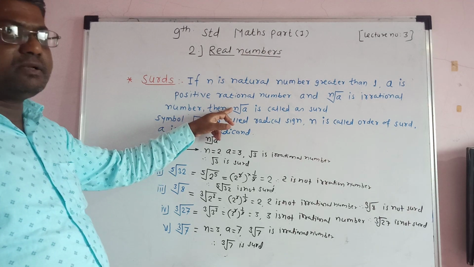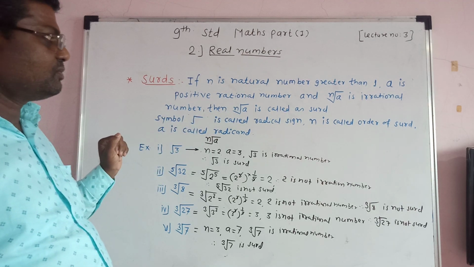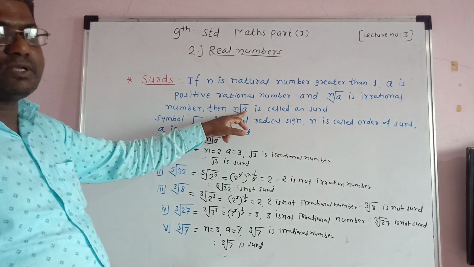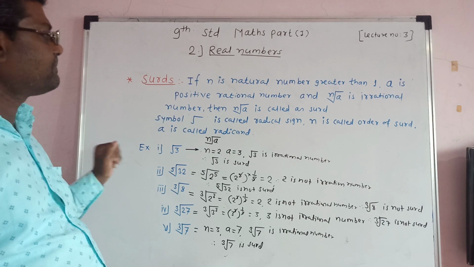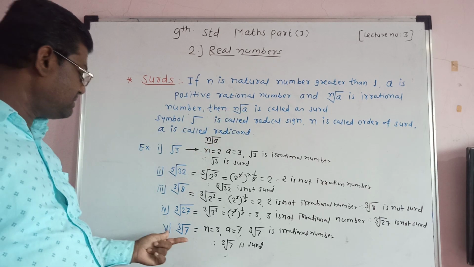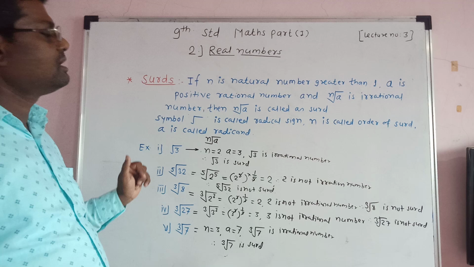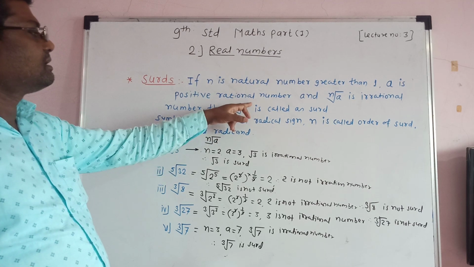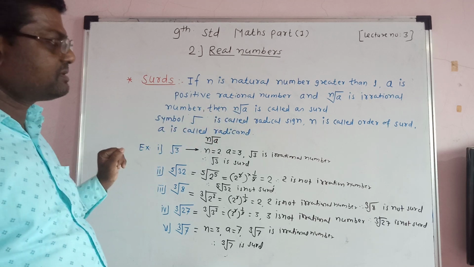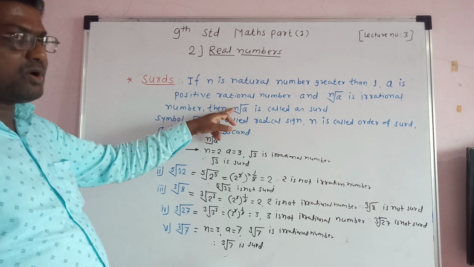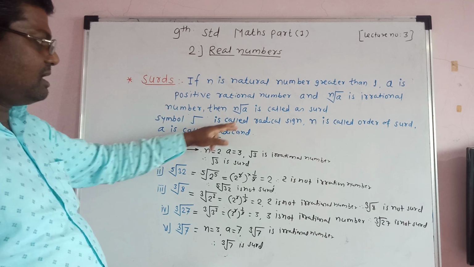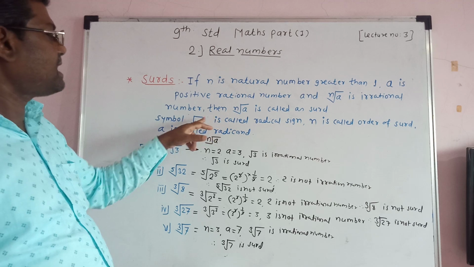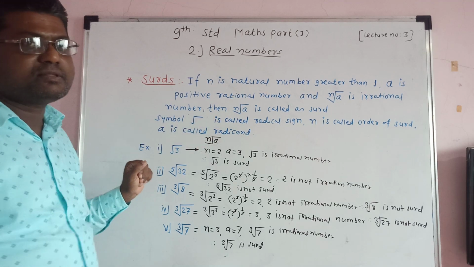Therefore, what is the condition to have a surd? Here the order n of the surd will be greater than 1, a should be a positive rational number, and this value, the cube root of 7, must be an irrational number. Then it is called a surd, and n is called the order of the surd. a is called the radicand, and this sign is called the radical sign.